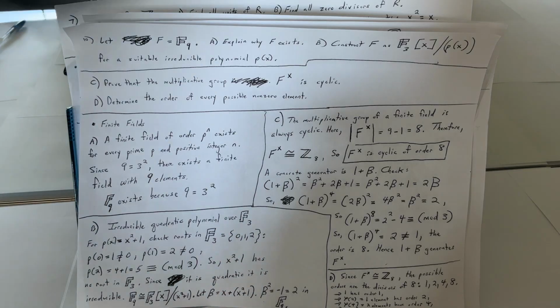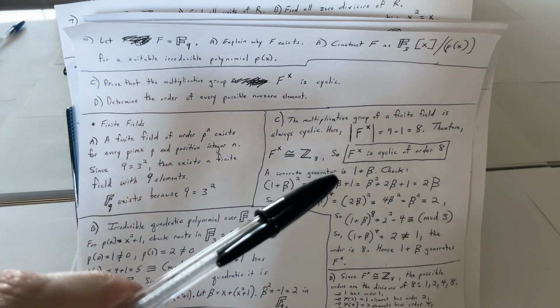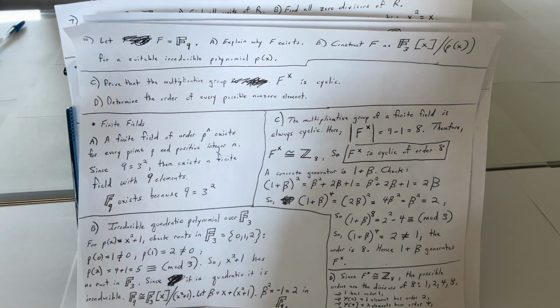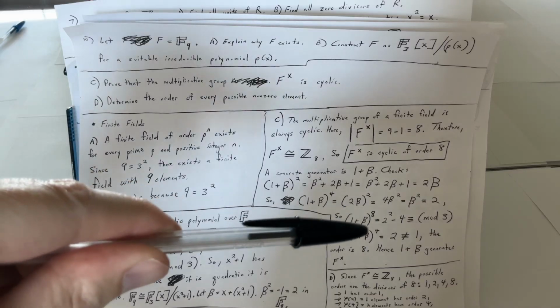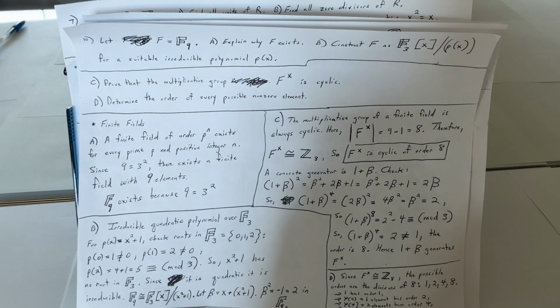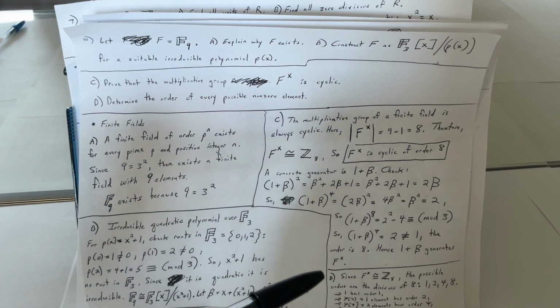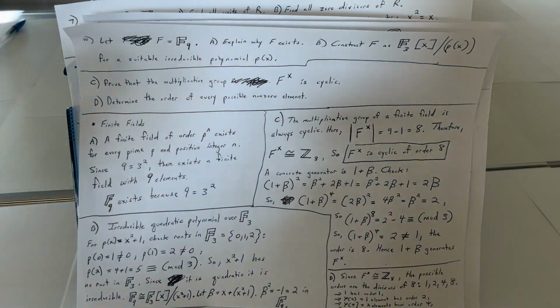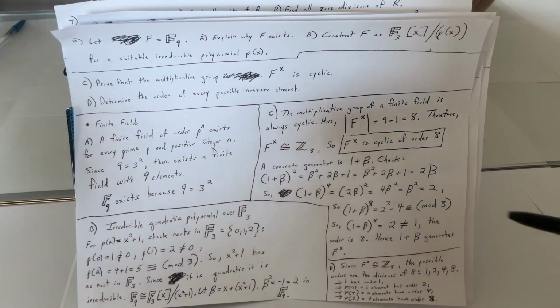Okay, so this is the order of F cross. And a concrete generator is 1 plus beta. So if we check here and we substitute, we're going to get the following, and the order is 8. Hence 1 plus beta generates F cross. And part D, determine the order of every possible non-zero element. For part D, since F cross is isomorphic to Z_8, the possible orders are the divisors of 8: 1, 2, 4, and 8. So we wind up with the following here.